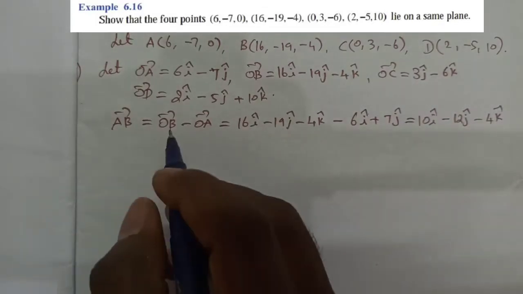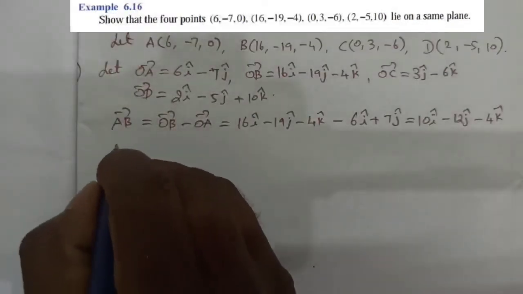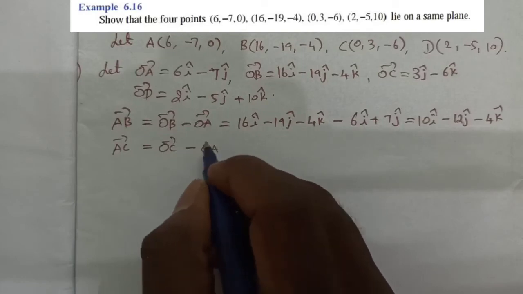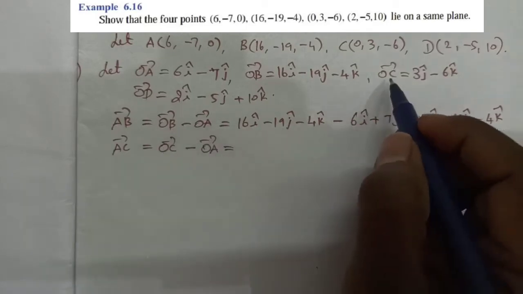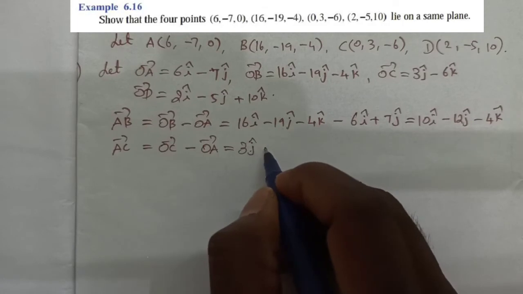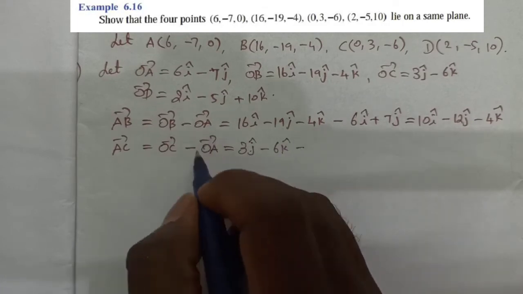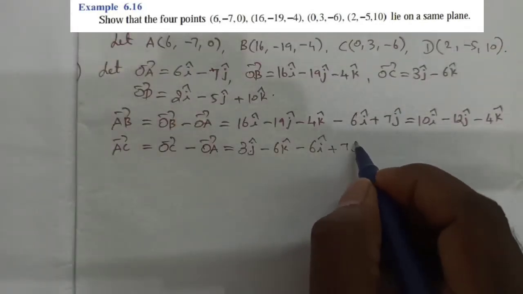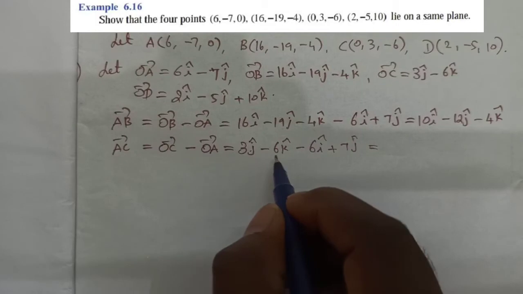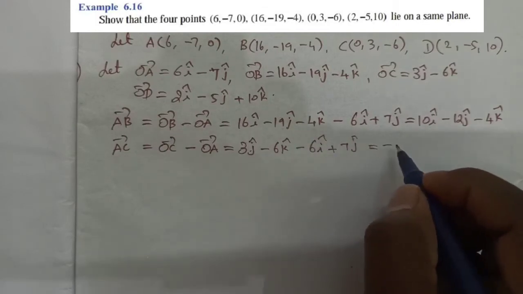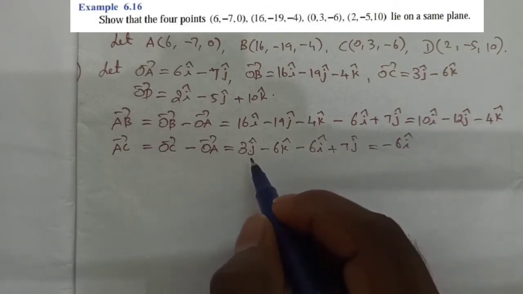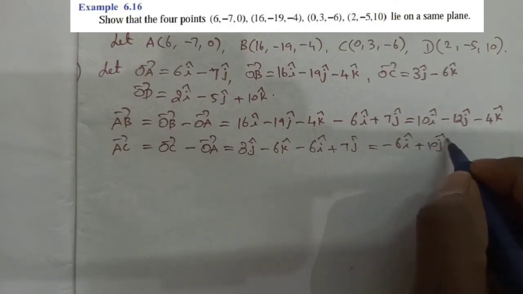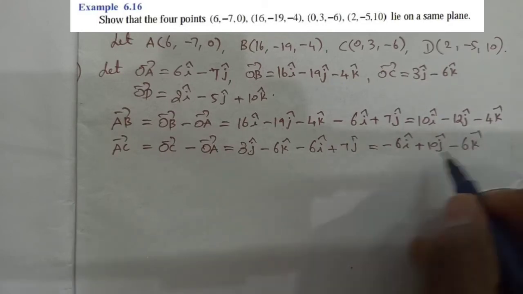Next I am going to find the AC line. AC vector is another vector: OC vector minus OA vector. What is OC? That is 3j cap minus 6k cap, minus OA value, minus 6i cap minus into minus plus 7j cap. If you add the i cap value here, it is minus 6i cap alone. Next, j cap: 7j plus 3j is 10j cap. Next, minus 6k cap. So this is the AC vector.